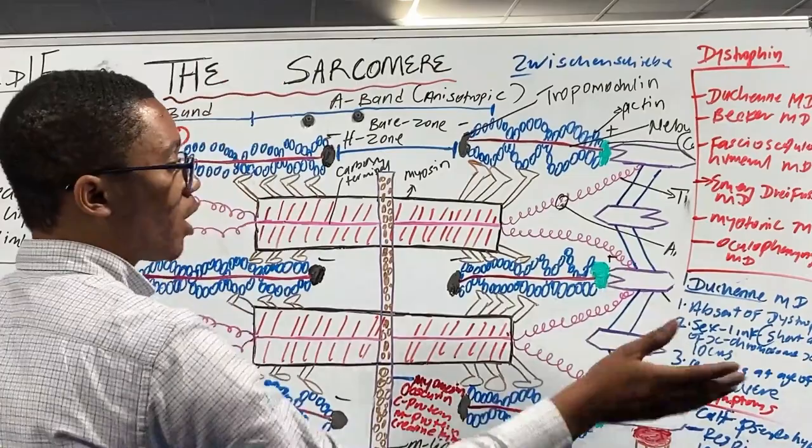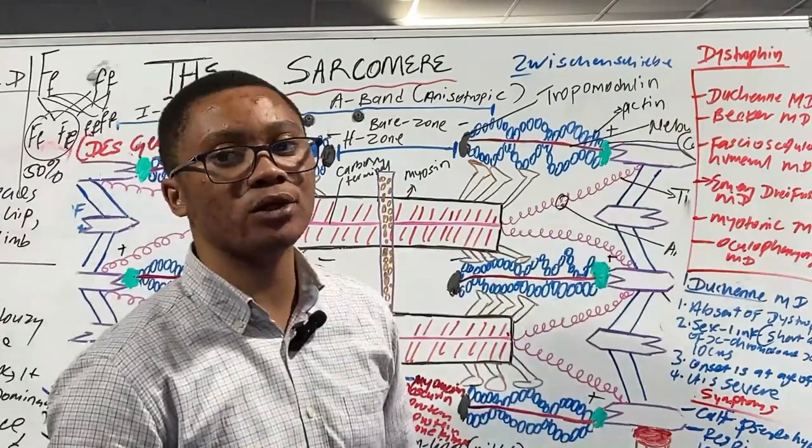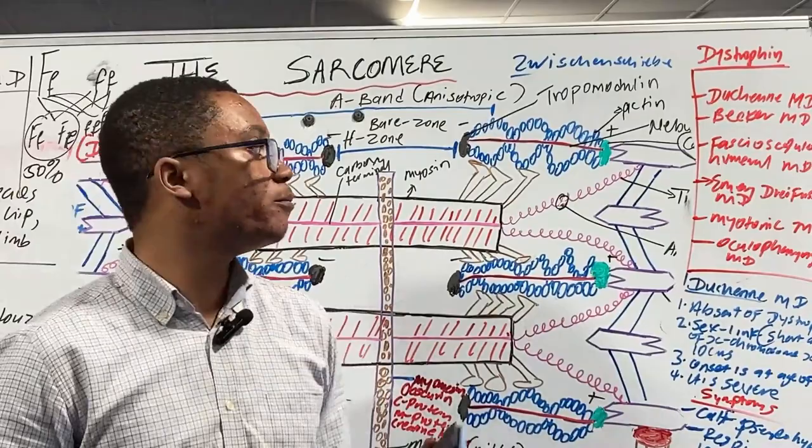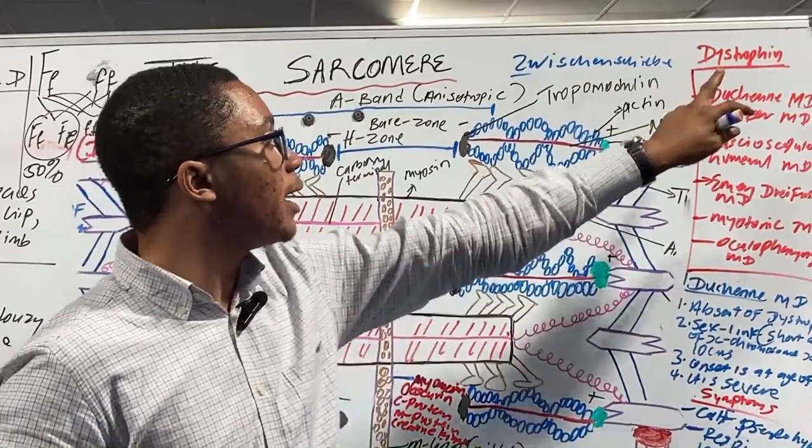The ones I focused on in this video were Duchenne, Becker, and facioscapulohumeral, because these are the most common types of muscular dystrophy. So let me quickly go over it again before we round up this video. Now, muscular dystrophy: we are talking about the clinical importance of dystrophin. Dystrophin is important because absence of dystrophin can cause muscular dystrophy.